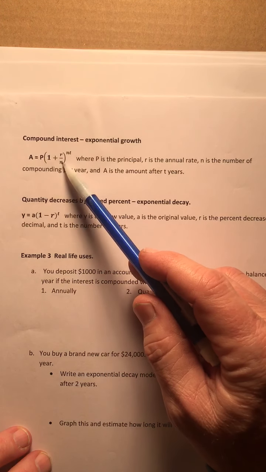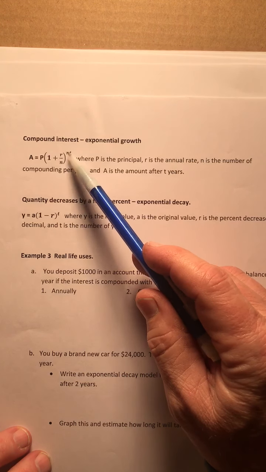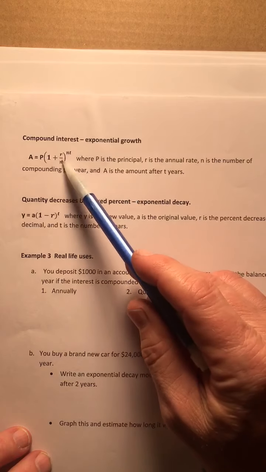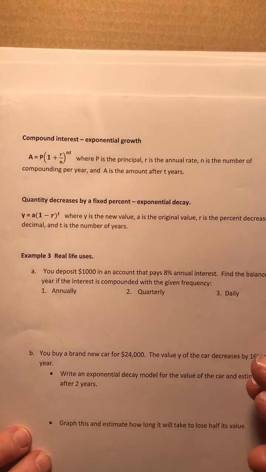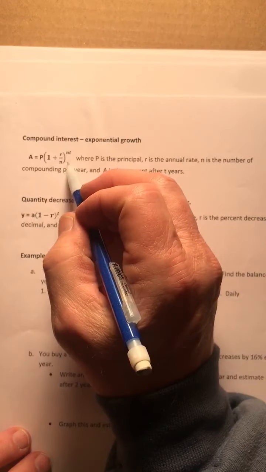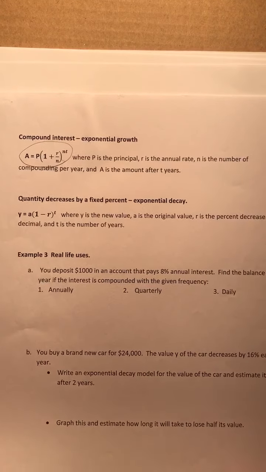If it was daily, that would be a 365. If it was weekly, that would be a 52. If it was monthly, that would be a 12. All right, so that's what that N stands for. And then T is the time, and that is the time in years. So that is one formula we're going to need, our compound interest formula. And again, that's exponential growth.